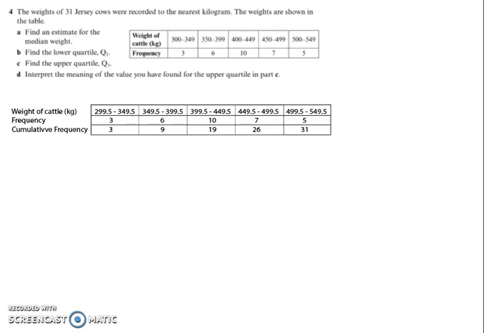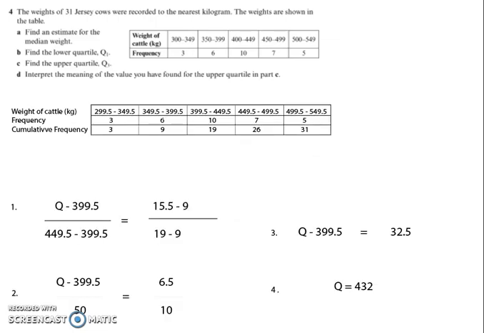Here's the question and the table and our working. So, the original question asked us to find an estimate for the median weight. In this case, the answer is 432 kilograms. Always make sure your answer falls into the same group as the median's group. So in this case, 432 kg does land in 399.5 to 449.5.